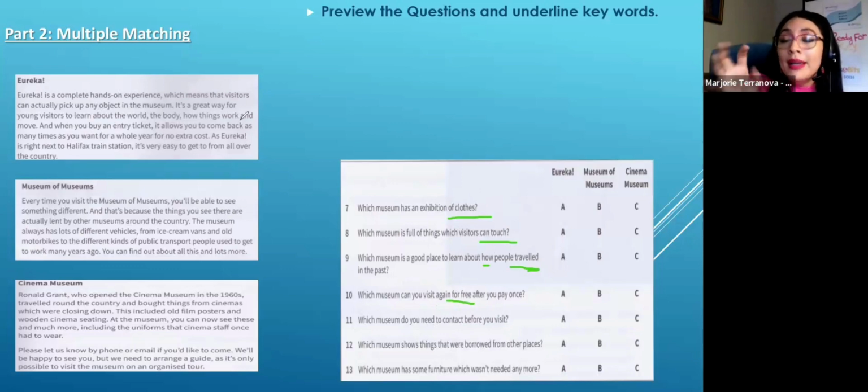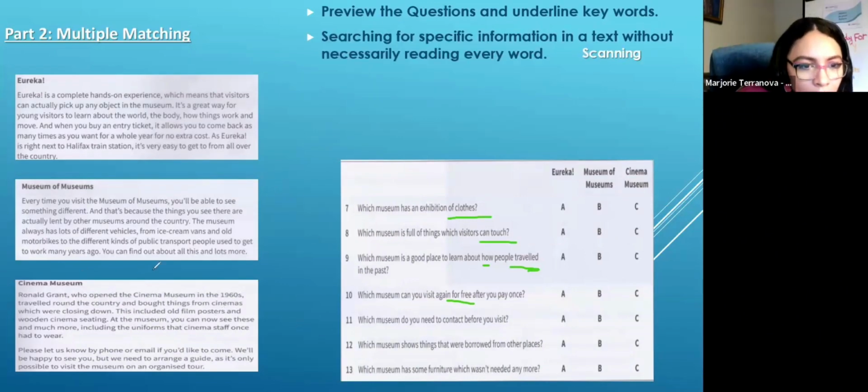If you scan, remember, in scanning, you don't have to read every single detail. You have to go very quickly and try to find the words. If you look at the 3 different texts that you have on the left side, can anybody tell me which of these show either an example of clothes or something related to clothes? So if you take a look at this part, what do we have in there? Uniforms. I already looked at Eureka, Museum of Museums. I didn't see anything related to clothes.